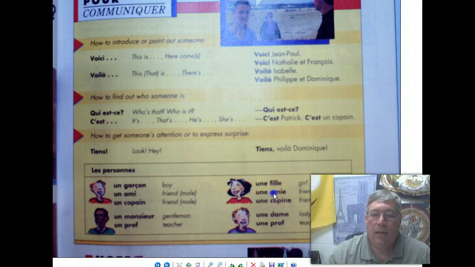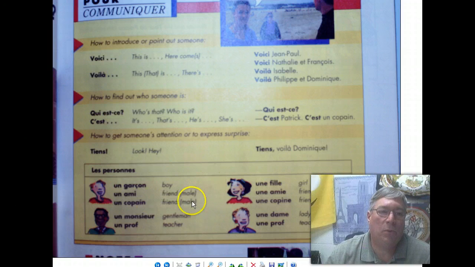Ami, ami, same exact sound for both of those, just adding an E for the girl one. Copain, copine. Okay, copain, copine. So there's a difference at the end of the sound to help you know which one is which. Monsieur and dame, totally lady. Dame is short for madame, which we learned before is Mrs., right? And prof, exactly the same.